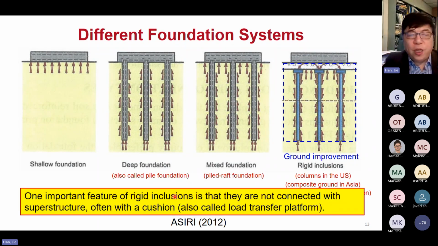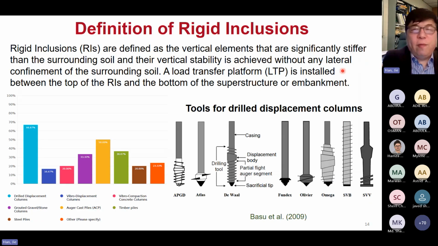The one important feature of rigid inclusions is that they are not connected with the superstructure. Okay, they often come with a cushion, also called the load transfer platform, or sometimes we call it LTP for that layer. Okay, what is the definition of rigid inclusion? I don't think there's a unified definition, but this is just my definition here. Rigid inclusions are defined as vertical elements that are significantly stiffer than the surrounding soil, but their vertical stability is achieved without any lateral confinement of the surrounding soil.